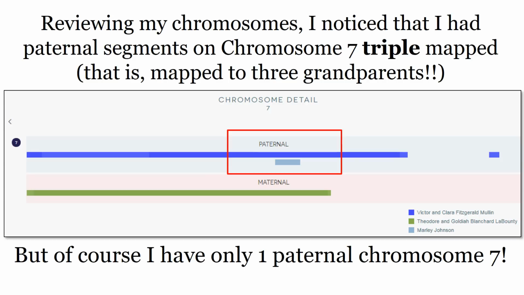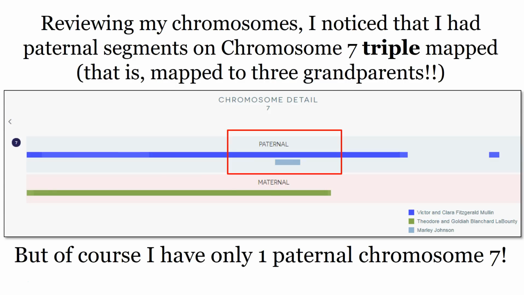You can't get DNA from 3 grandparents at one location. I can only get DNA from 1 paternal grandparent at one location and 1 maternal grandparent at one location. Of course, I get a mixture of all 4 of them along all of my chromosomes, but we're talking about one location on chromosome 7. And you can see where the box is there. What has happened here is I have mapped this to 2 different paternal grandparents, my paternal grandmother and my paternal grandfather. And so that can't be. I can only have DNA from 1 grandparent at that location. So I've made a mistake.